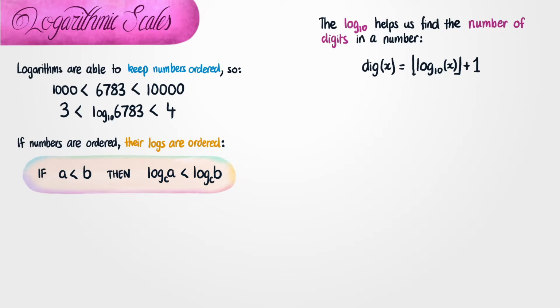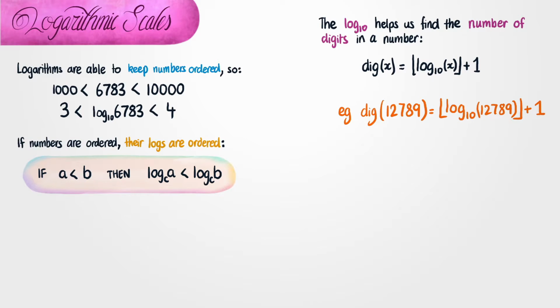So to say this one more time, the log base 10 can help us find the number of digits that a number actually has. So we're saying that the number of digits in a number x is going to be the log base 10 of that number, and then this symbol over here tells us to round down. It's called the floor symbol. And then we just add 1.